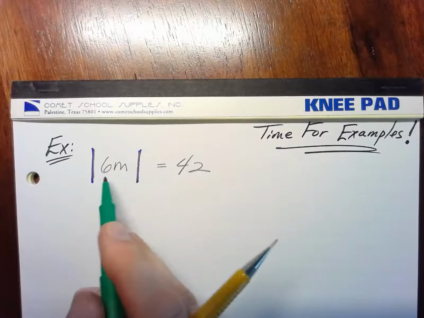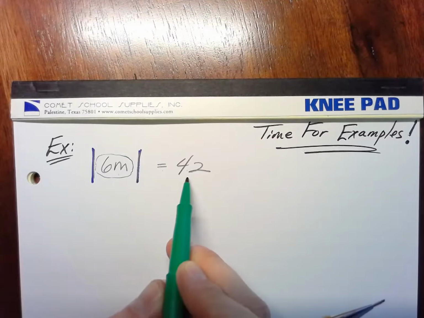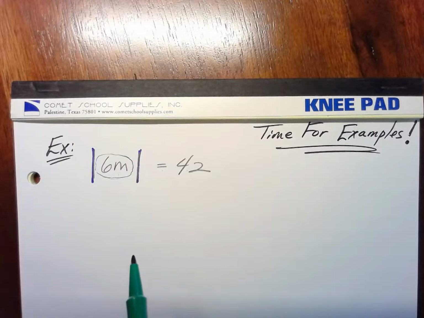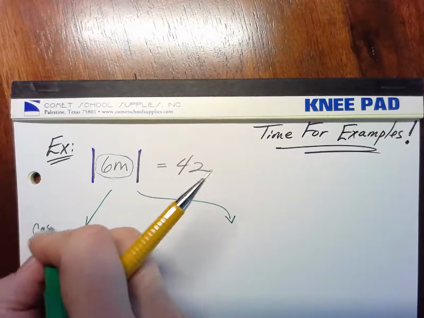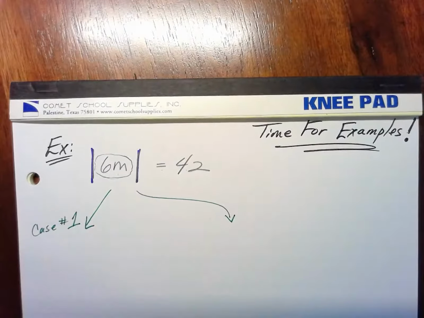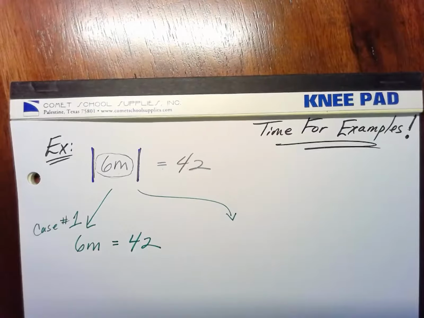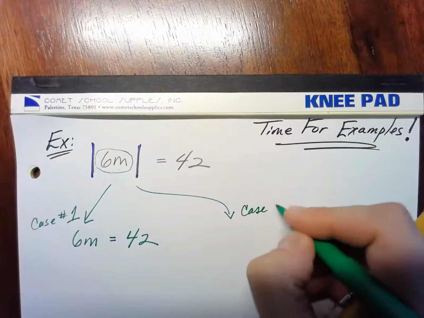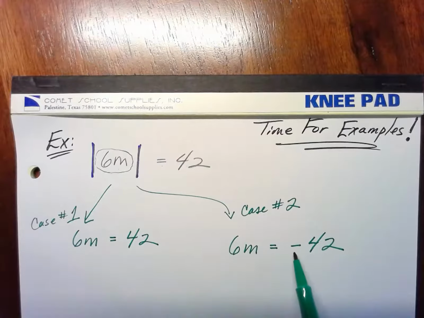So this is two cases. What this is saying is that whatever is in here, whatever this value is, it is 42 units away from 0. That is how we know that we have to split this into two cases. Case number 1 is, and just watch me here, just the exact same equation without the absolute value. And then case number 2 is the same equation, but it's the negative version, or the opposite version.